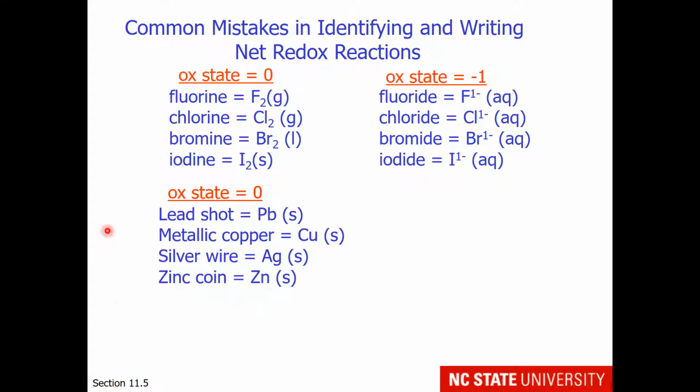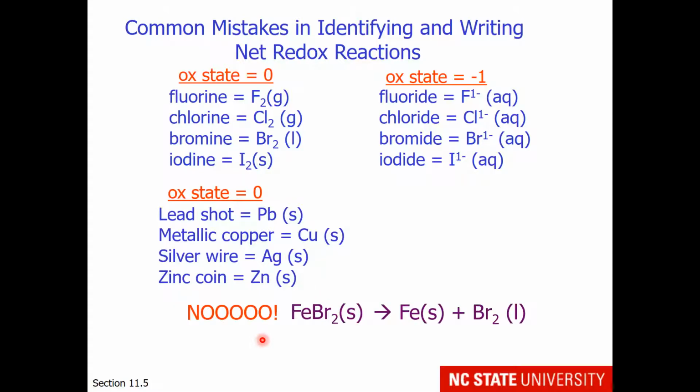Another issue is knowing when you're dealing with a metal in oxidation state 0. So lead shot is lead in the 0 oxidation state, or metallic copper. If we wanted copper 2+, you would say copper ion. Silver wire, zinc coin. If it sounds like something you can hold in your hand and not something that is dissolved in solution, then it's typically oxidation state 0. And all these items you can hold in your hand as a solid.